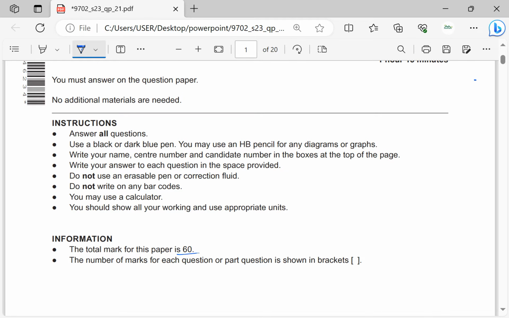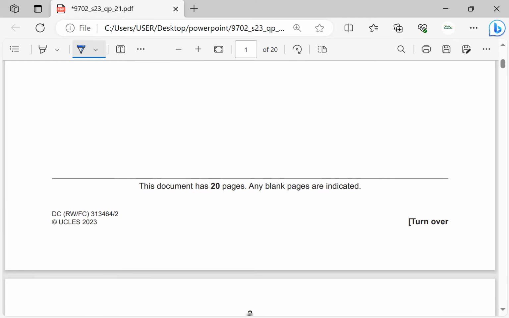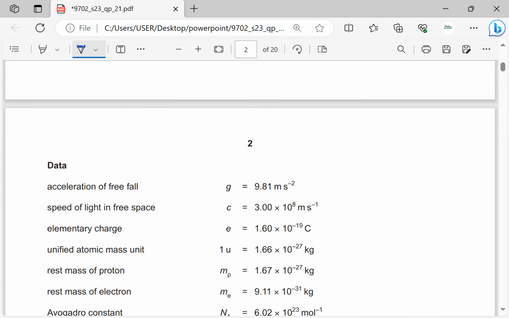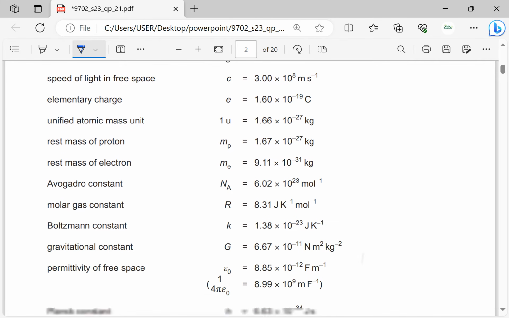It's a paper which is out of 60. I will not go through the data which you always used to. You can check in the question paper for the data.